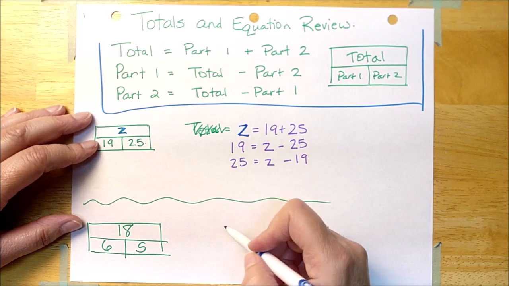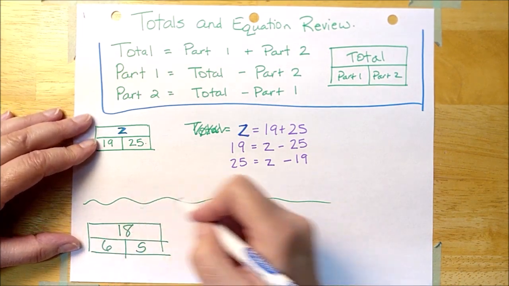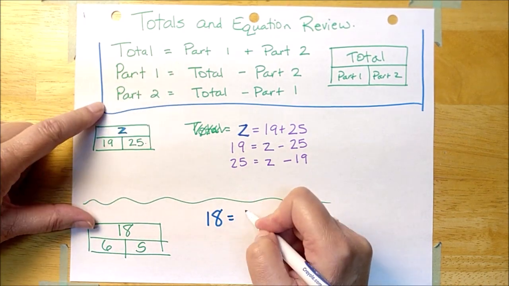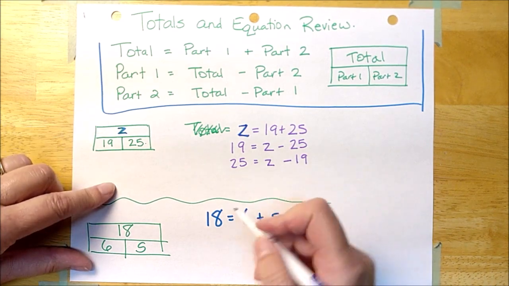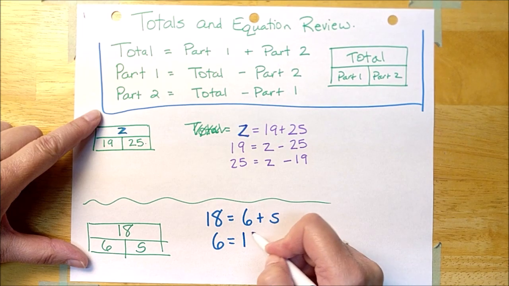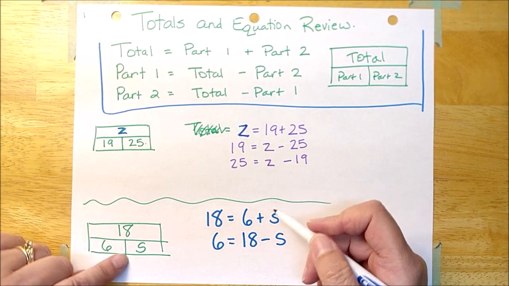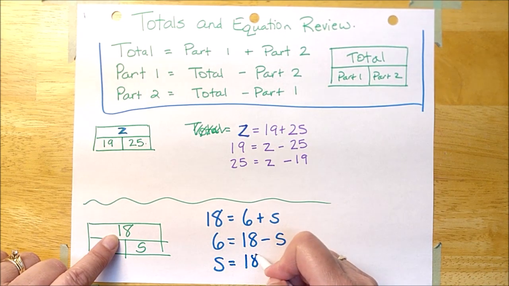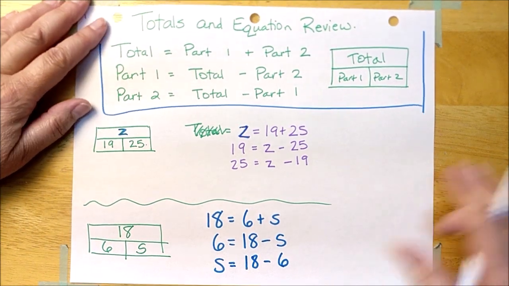So let's do this one together. What are the three equations that we could make for this? We could say 18, which is the total, equals 6 plus S. Or for part 1, 6 equals 18 minus part 2. Or we could say that part 2, which is S, equals 18 minus 6. So those are the equations I could make.